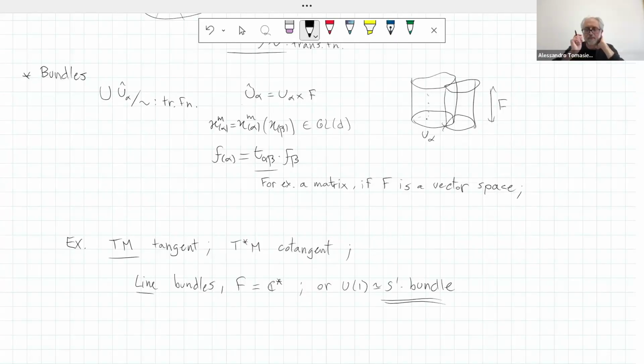Now these have a special form, because, for example, F could be a vector space. In such a case, the natural way to take a transition function is as a matrix T alpha beta, say, which we also call a transition function, but for bundles, acting as a matrix does on F beta, which is an element in the fiber.